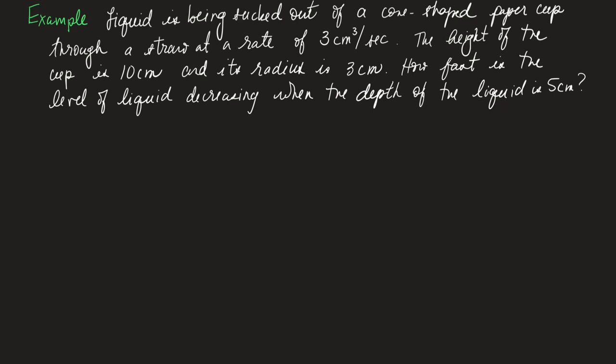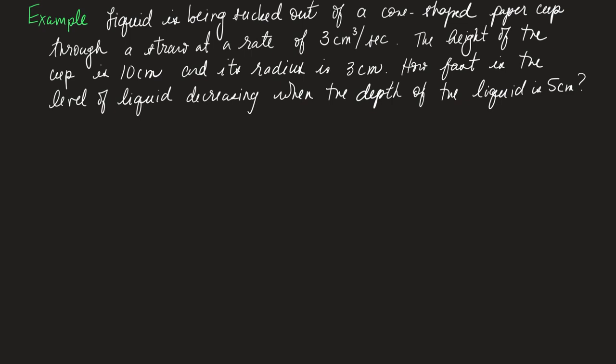In this video, I'm going to solve this related rate problem. I'm given that liquid is being sucked out of a cone-shaped paper cup through a straw, and I'm given the rate. I'm given the height of the cup. I'm given the radius of the cup, and I'd like to know how fast the level of liquid is decreasing at a particular time when the depth is 5 centimeters.